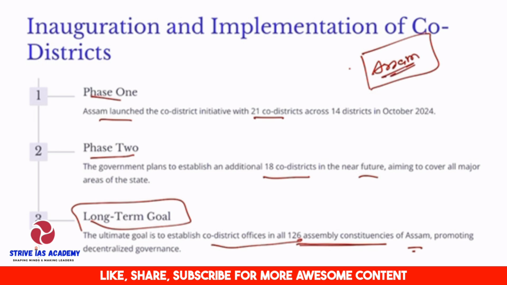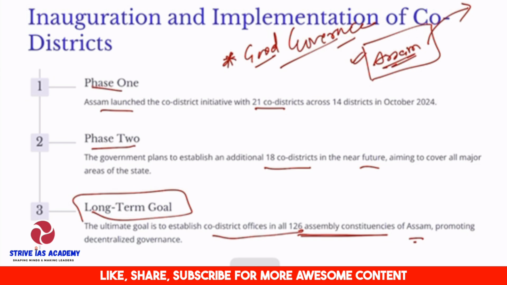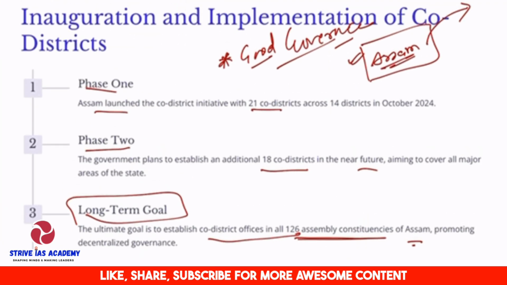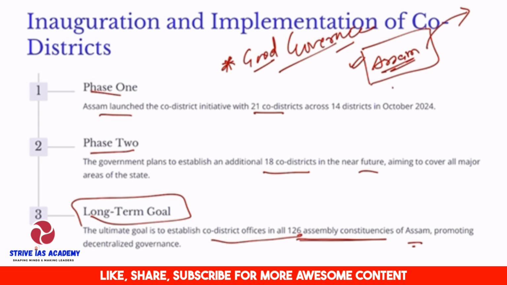But if the system works to the best interest of the citizen, and it promotes the idea of good governance, then in that sense this Assam model, this co-district model, can be implemented throughout India by the central government. This is in a very formative stage, but let's see, there may be chances that it will be implemented all over India.